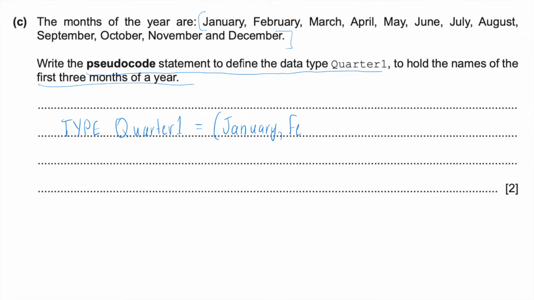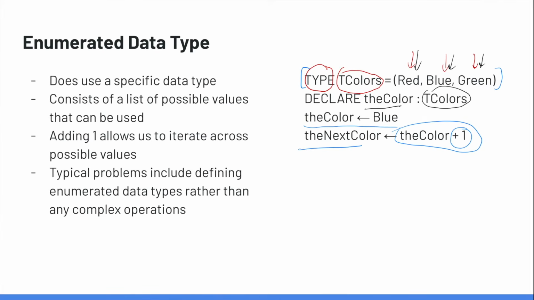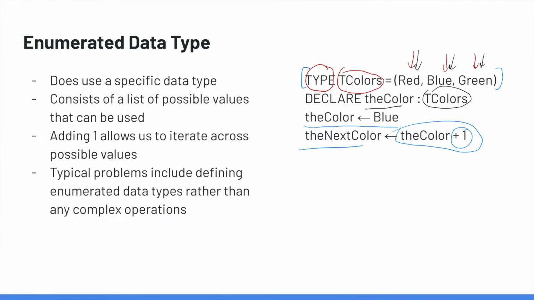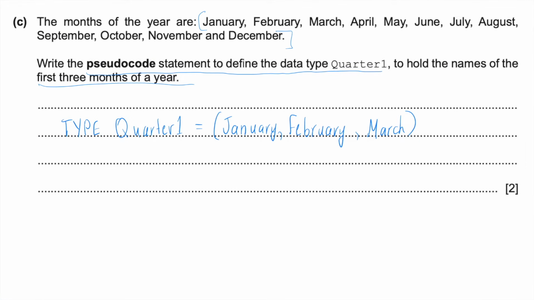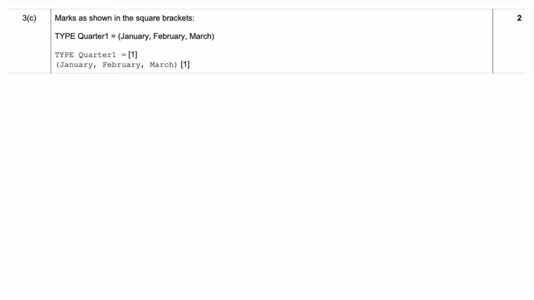February, and March. So to go over some of the syntax: type, name of the data type, and then parentheses, which is also what we saw right here. We saw type, name of the data type, and then parentheses. And all we need to do here is just define the data type. So if we go right here, we can see that we got the correct answer. And that's a very typical enumerated data type question that you might have.